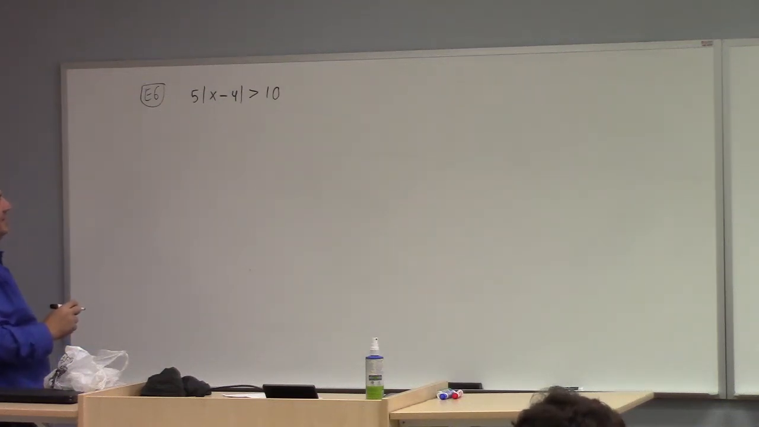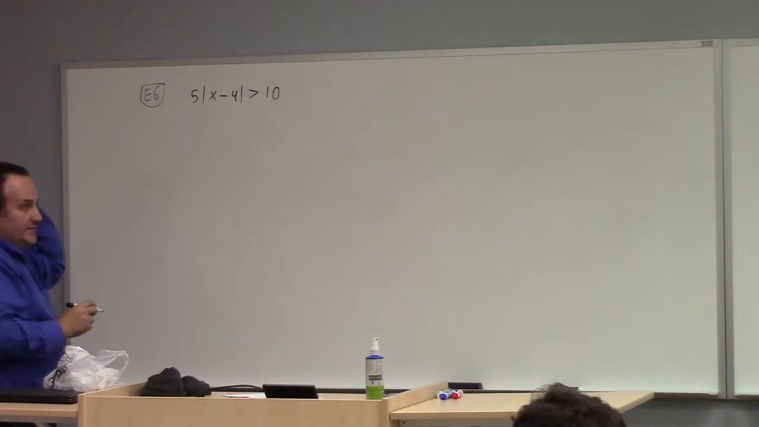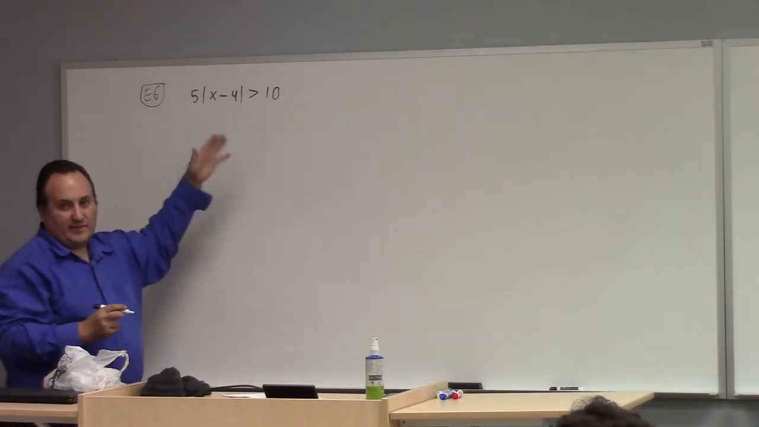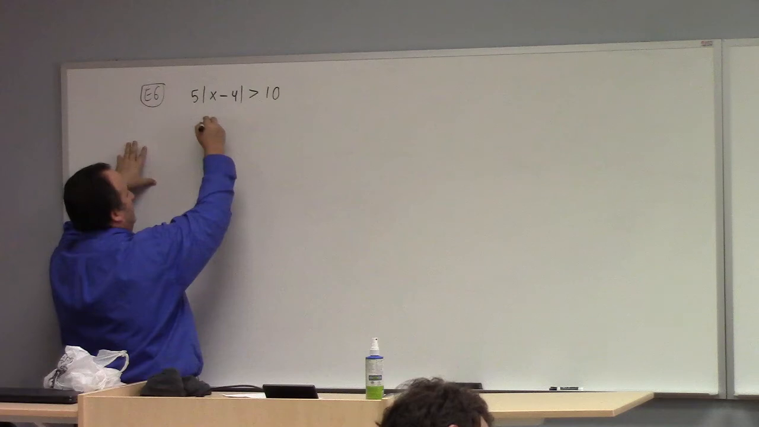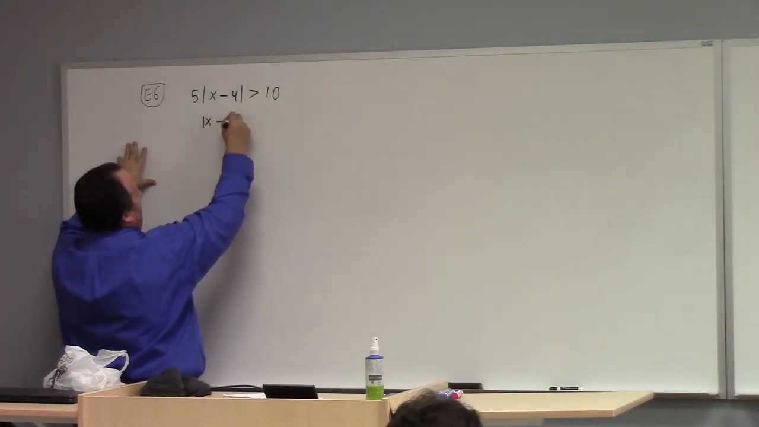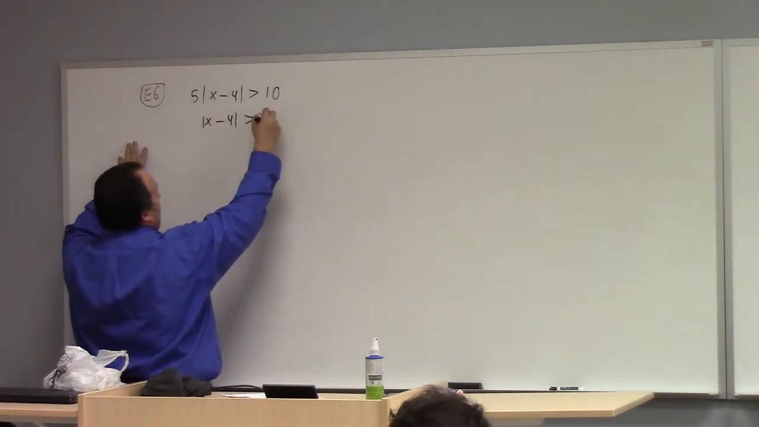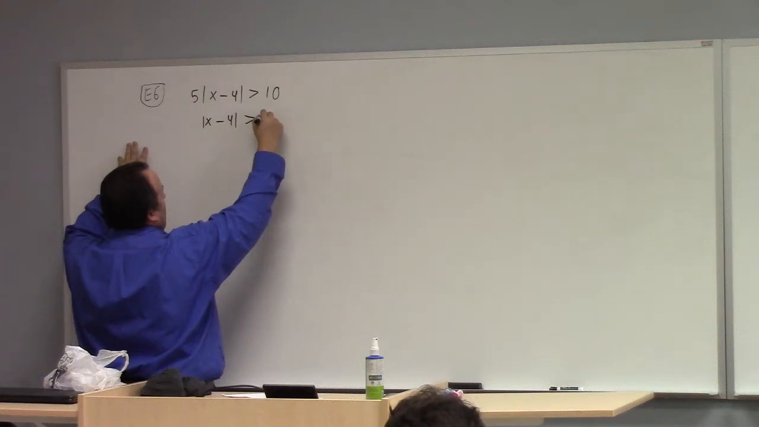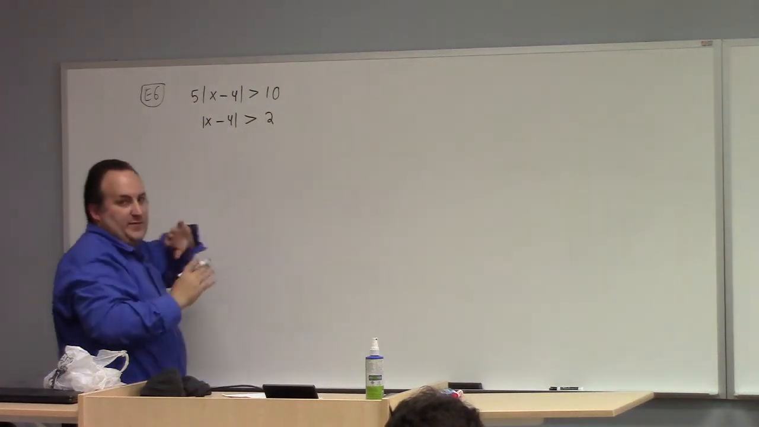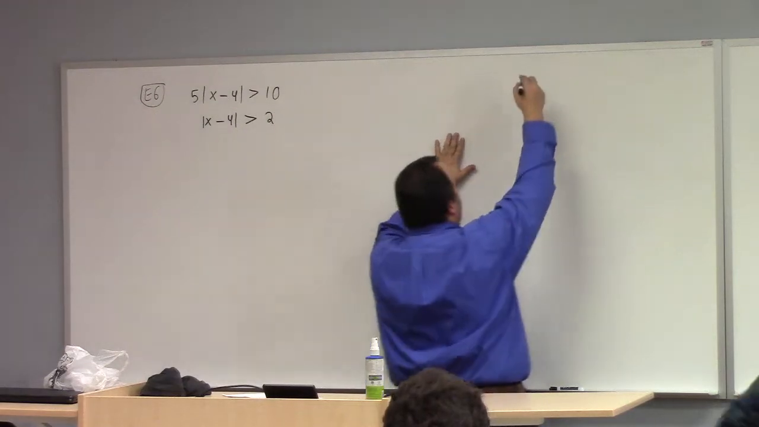Anyway, so divide by 5 is the way to go here, right? So if we divide by 5, then we have something that we kind of know how to deal with. If I divide by 5, we get x minus 4 is greater than 10 over 5, which is 2, right?